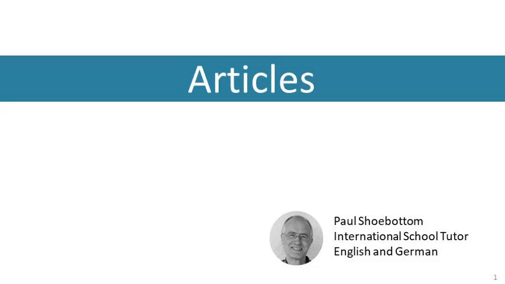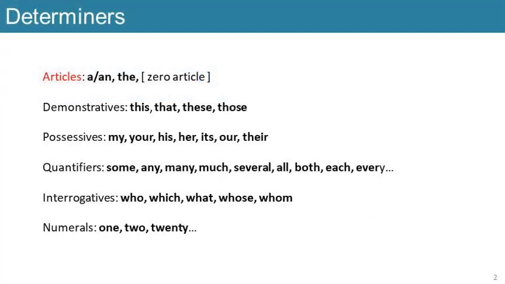This lesson is an introduction to the article system in English. This is one of the most difficult aspects of English grammar for language learners, particularly those whose native language does not use articles. The articles in English are a, an, the indefinite articles, and the definite article. There is also the so-called zero article, in other words, the absence or non-use of a, an, or the in front of a noun.